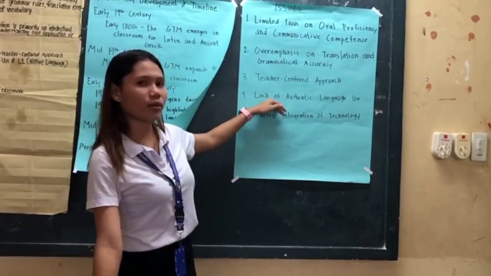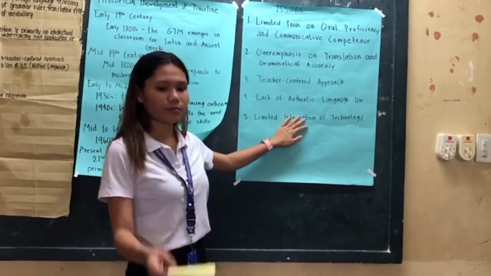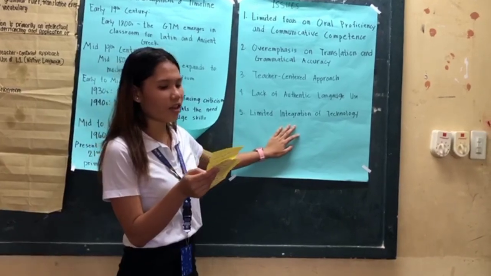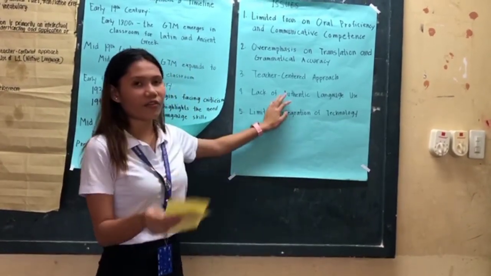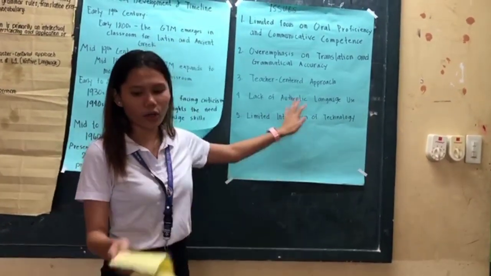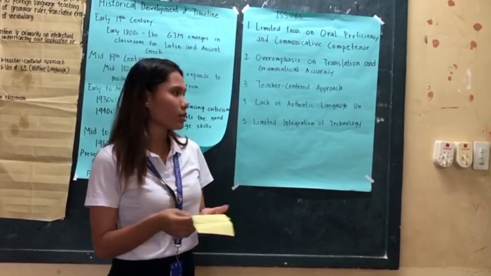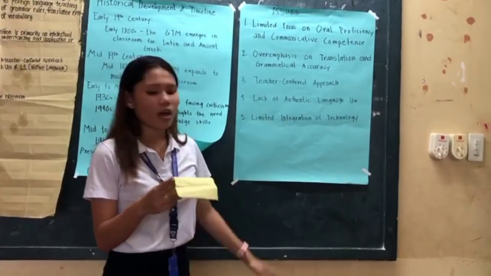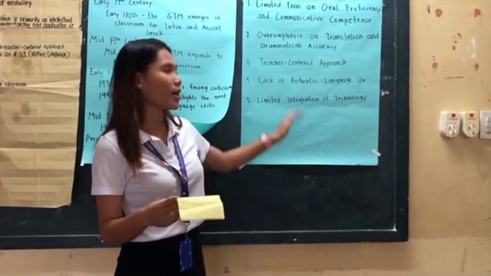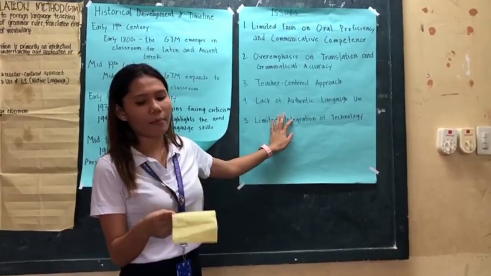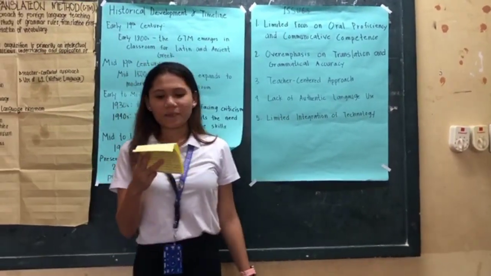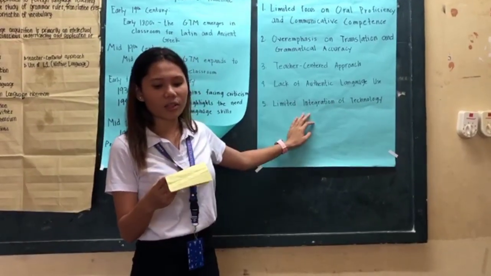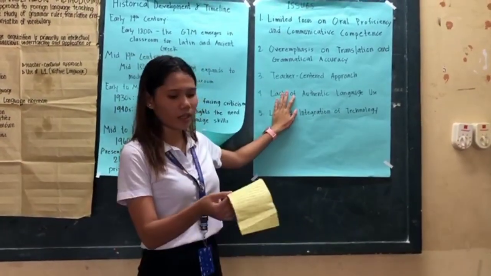And then the fourth issue is lack of authentic language use. The grammar translation method often lacks authentic language use, relying on artificial exercises and contrived scenarios that don't reflect real-world communication. The need for communicative activities, interactive tasks, and authentic language use is to address the limitation of the GTM. This implies that the traditional GTM often lacks the real-world context and authentic communication necessary for effective language learning.